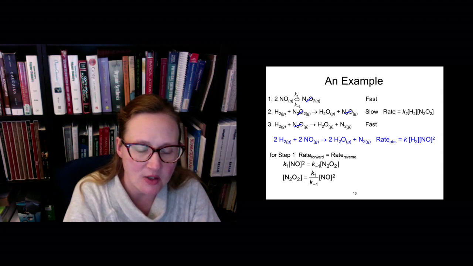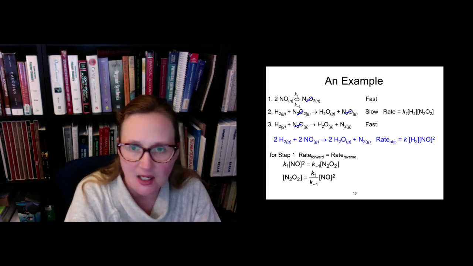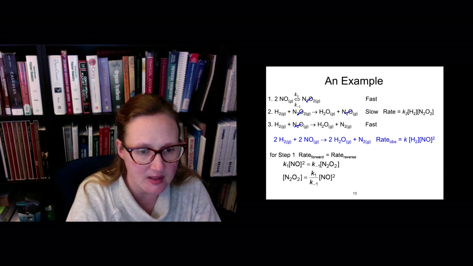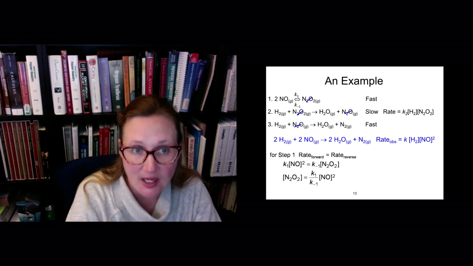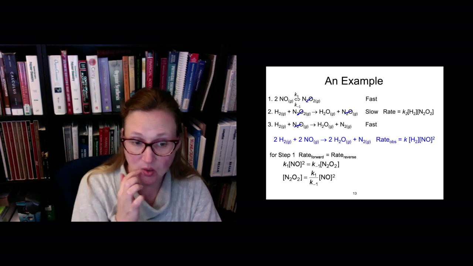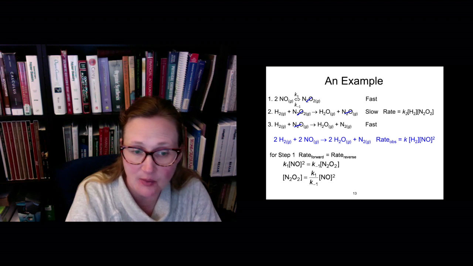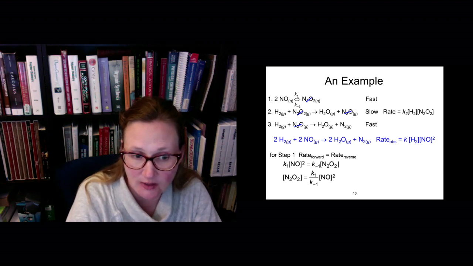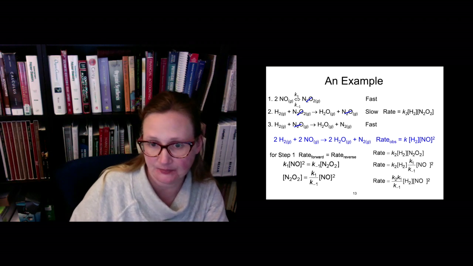We know that the rate in the forward direction is equal to the rate in the reverse direction. So we can say that K1 times NO squared is equal to K minus 1 times N2O2. Remember, N2O2 is an intermediate. So we are going to solve for the concentration of N2O2 because we want to get rid of it. We solve for N2O2 and we end up with K1 over K reverse times NO squared. Now we can use that to substitute in N2O2 into our other rate laws.